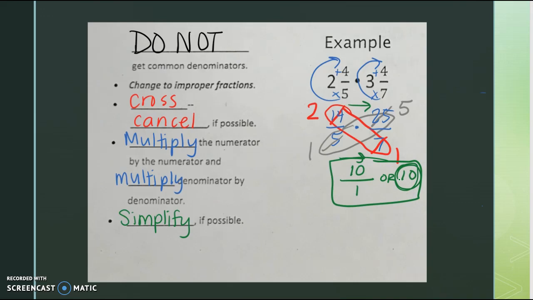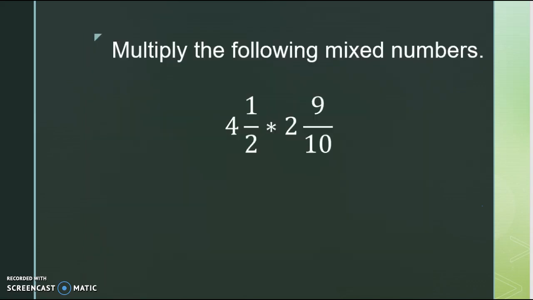Again, hopefully there's some room underneath your example problem. Again, if not, go ahead and do this next one in your notebook. So our next problem says multiply the following mixed numbers. We have 4 1/2 multiplied by 2 9/10. So we need to turn these into improper fractions first using our C method. 2 times 4 is 8 plus 1 is 9, so it's 9/2 multiplied by 10 times 2 is 20 plus 9 is 29, so 29 over 10.